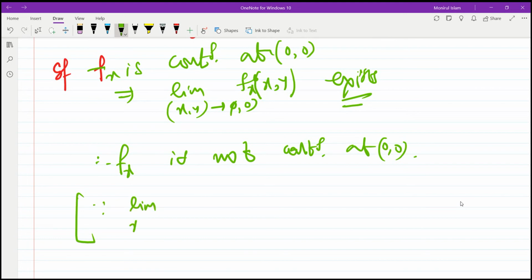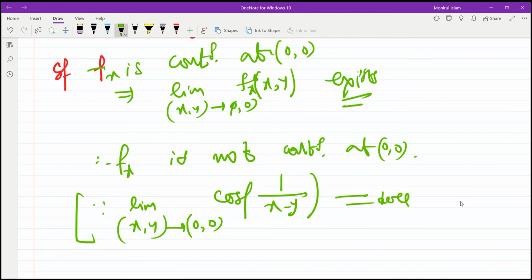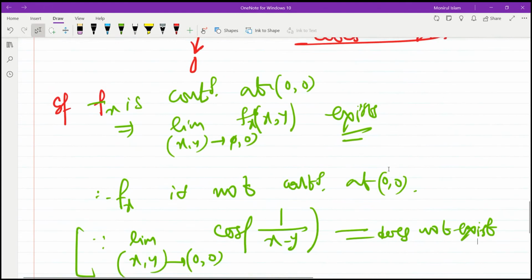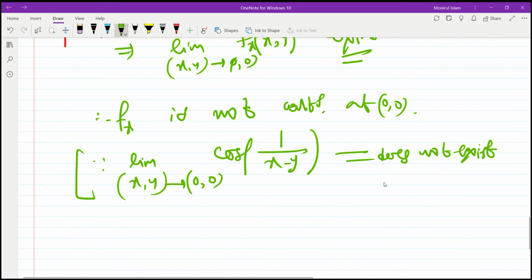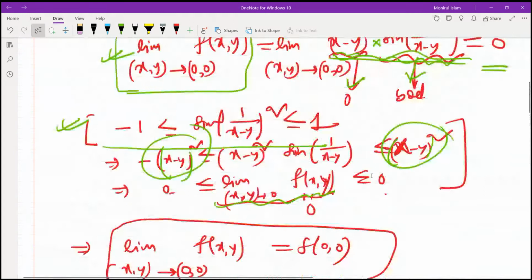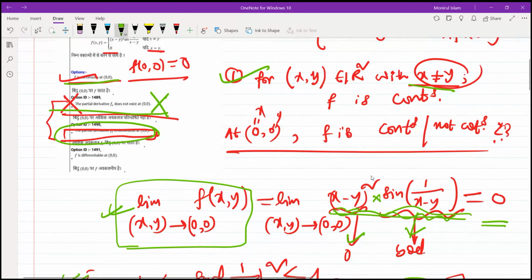This limit as (x, y) tends to (0, 0) of cos 1 upon (x minus y). It contains this term, and this limit does not exist. Okay, if the limit exists, then it may or may not be continuous. We don't know. If the limit exists, then it may be continuous, but it is not. The limit doesn't exist. First part limit exists, but second part limit doesn't exist. So how can it be continuous? So it is not continuous. Okay. So option 3, which says f is continuous, is also incorrect.